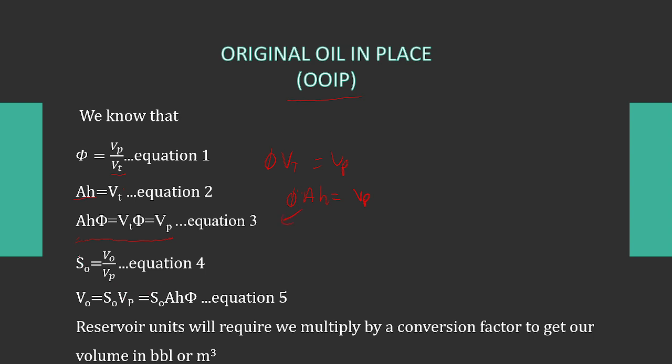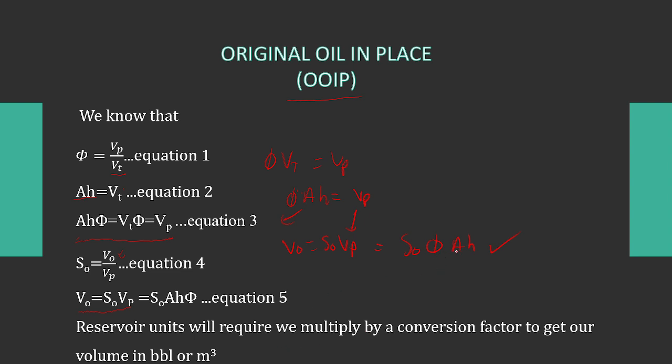Now, beyond this, we said that the saturation of oil is equal to the volume occupied by oil divided by the total pore volume, right? So it means that I can make VO the subject here to have equation 5. Is that fine? So from equation 4, my VO is equal to my SO times my VP. But I have the VP from here, so it's going to be SO times phi times A times H. So this is actually what we are going to be working with, equation 5.